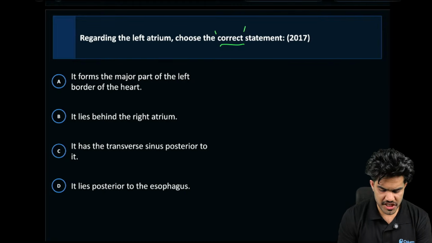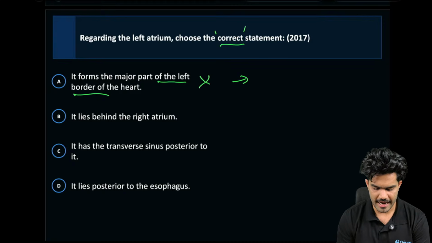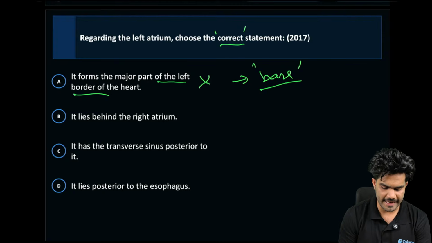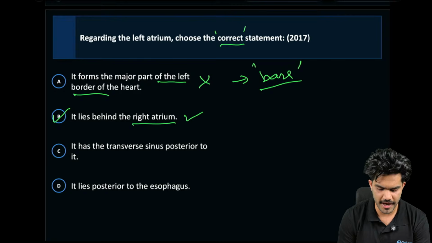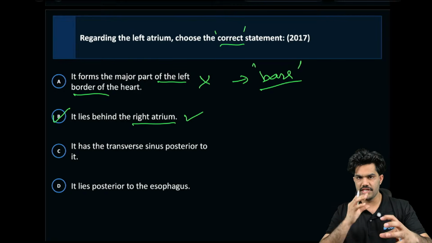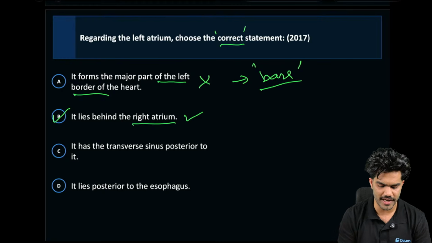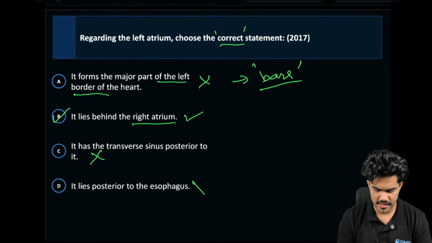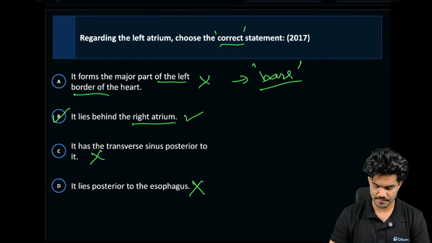It forms a major part of the left border of the heart? No. It forms majorly which position? The base of the heart. Yes. It lies behind the right atrium? Yes. We all know posteriorly the left atrium is present. It has the transverse sinus posterior to it? No. It lies posterior to the esophagus? No, it lies anterior to the esophagus. So the answer will be B.